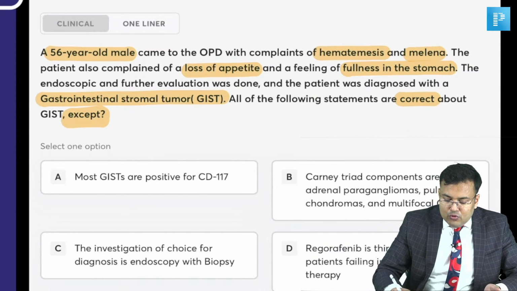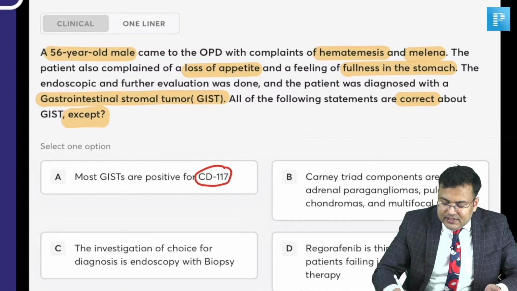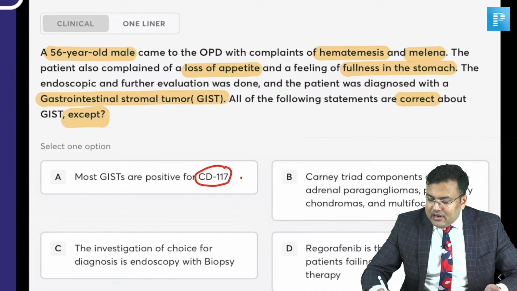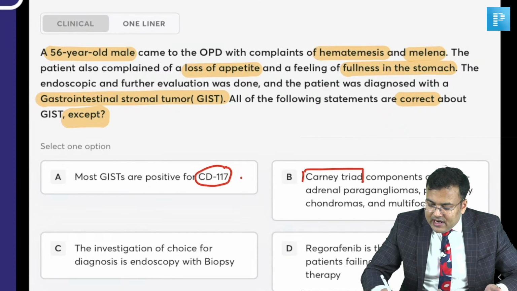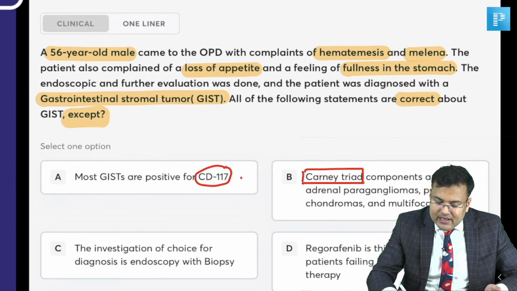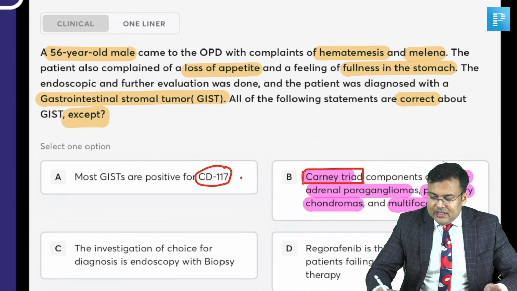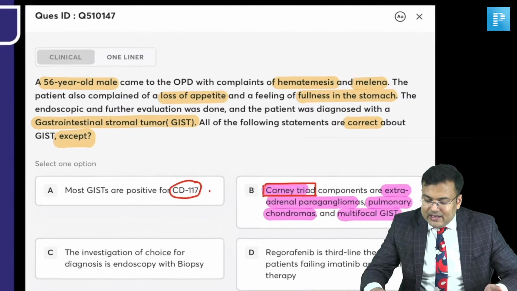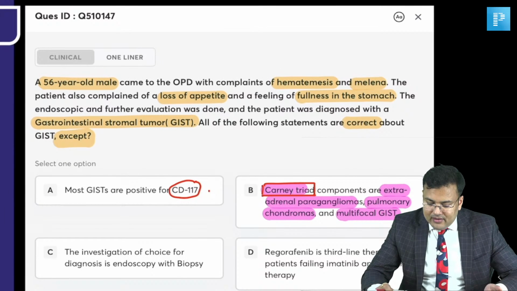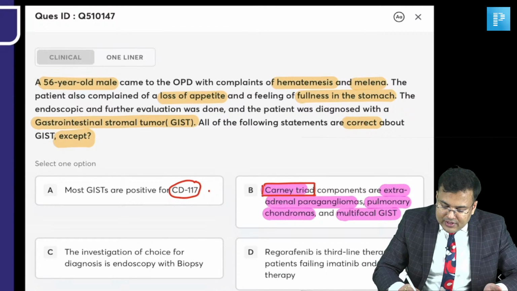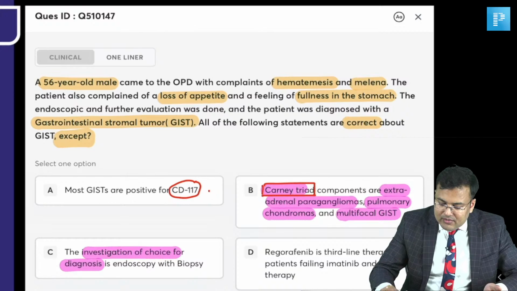So you know that most of the GIST are positive for CD117. Clear? Carney's triad, what are the components of Carney's triad? These patients are having extra-adrenal paraganglioma, there is pulmonary chondroma and multifocal GIST. What's the name? This is Carney's triad. Clear, guys? So what's the name? Carney's triad.